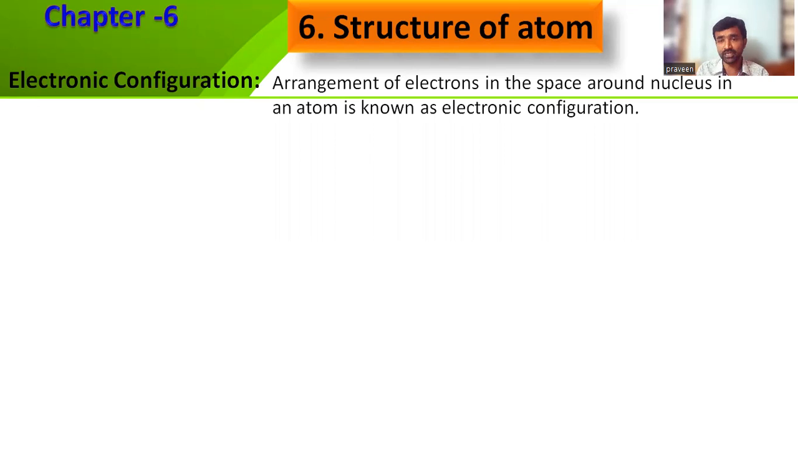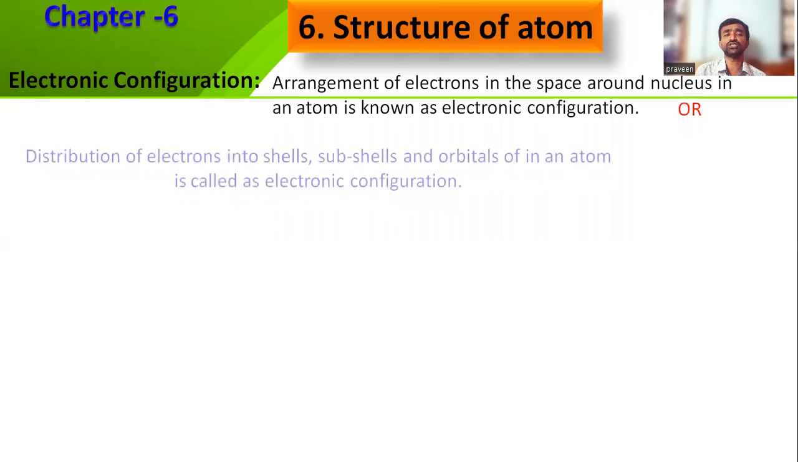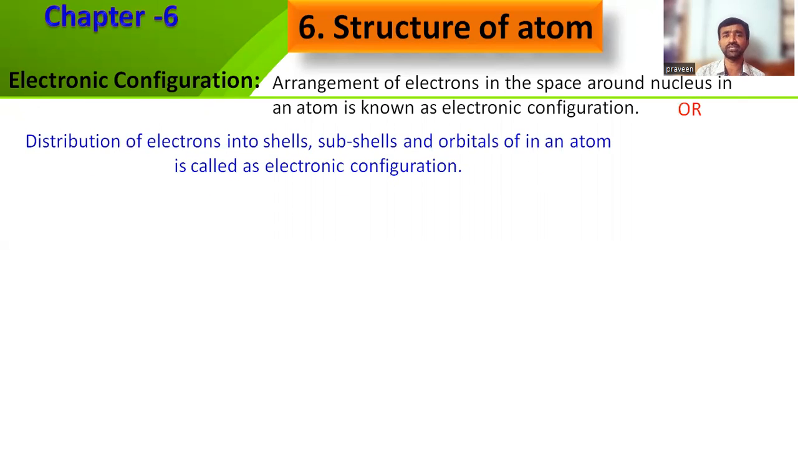Then in the sub-energy level, especially in the degenerate orbital, how many electrons are filled is explained by the spin quantum number. So using those quantum numbers, I am going to arrange the electrons into the space around the nucleus. Or I can define electronic configuration in another manner: the distribution of electrons into the shells and subshells, mainly into the orbitals in an atom, is called electronic configuration.